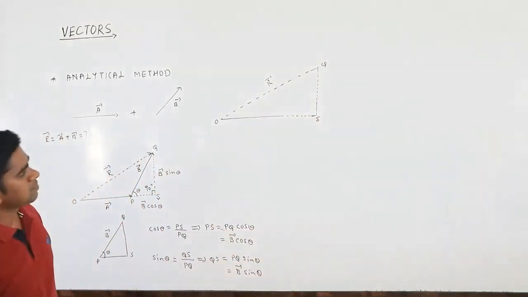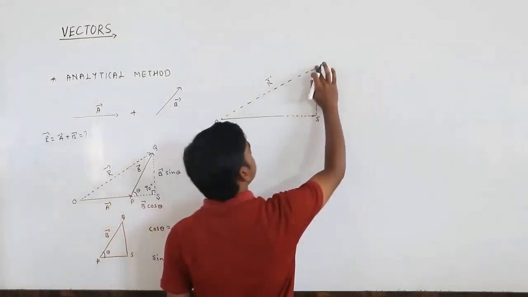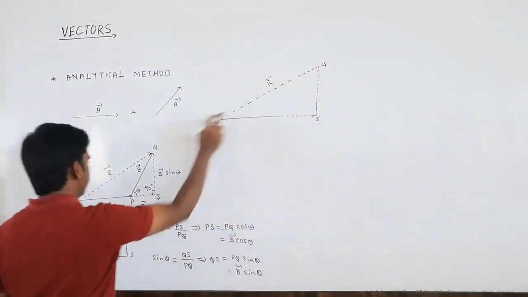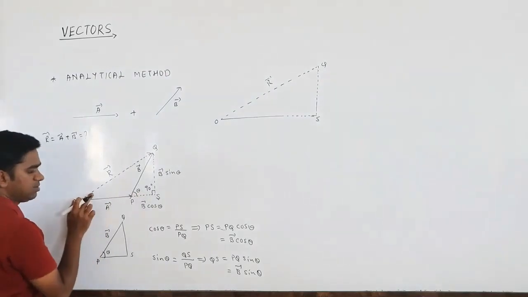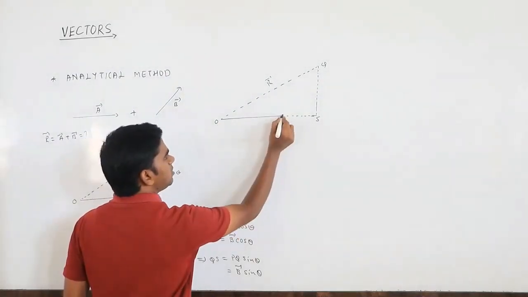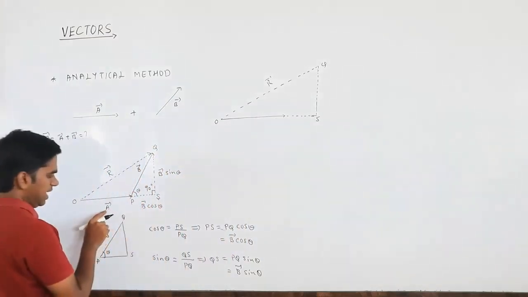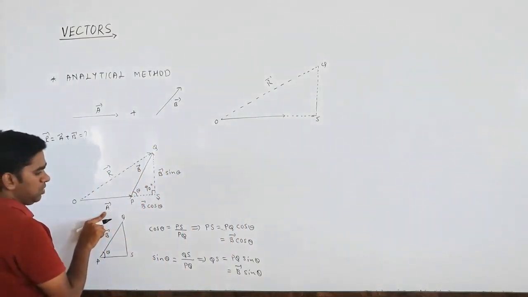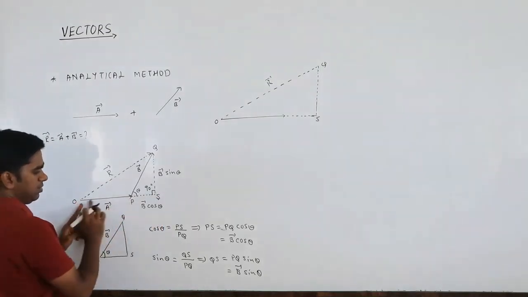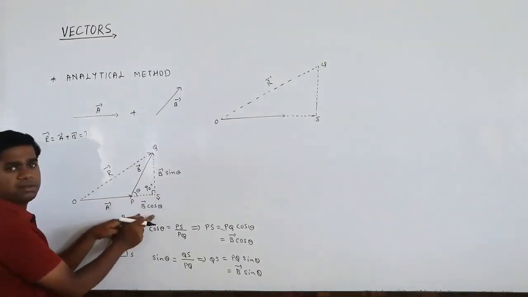See here now, this is 90 degrees. This is not theta. This is theta, but this is not theta, so don't worry about that one. From here to here, how much is it? From here to here, it is A. From here to here, it is B cos theta. So total is A plus B cos theta.